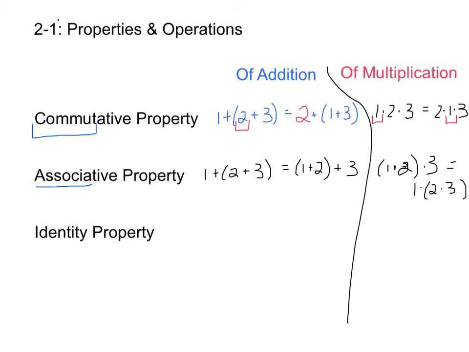For the identity property, it deals with if I have a number, what do I have to add to it to get that number back? In this case, it's 0. So adding 0 is the identity property of addition. For multiplication, if I take the 6 times what would give me 6, the identity property would be 1.